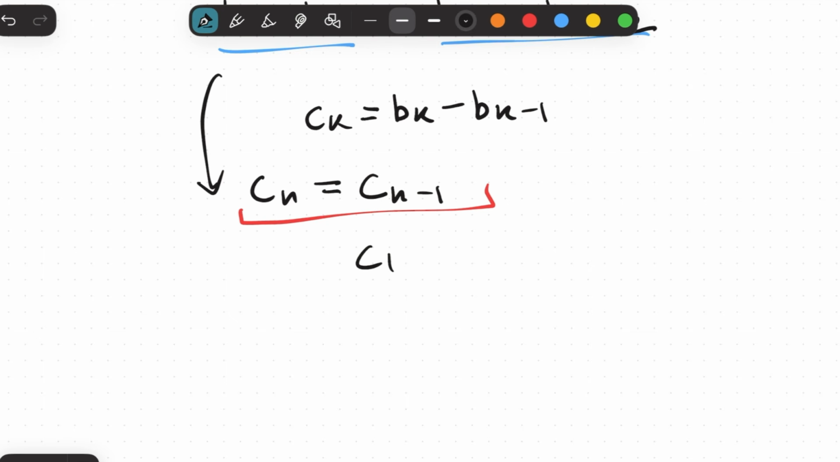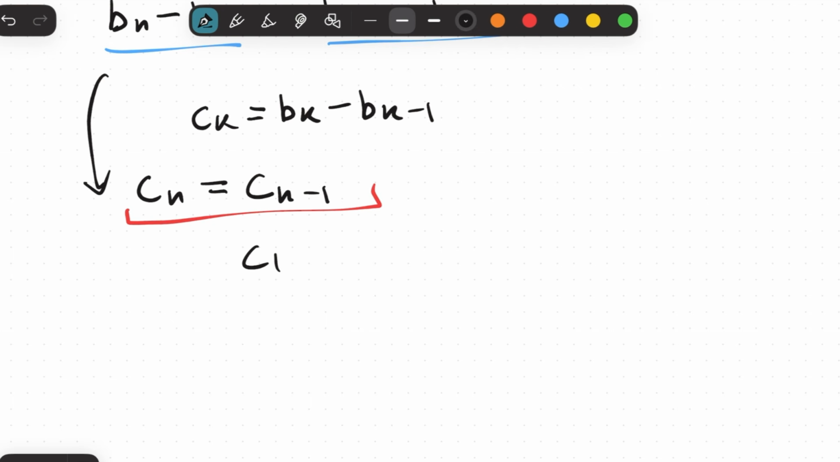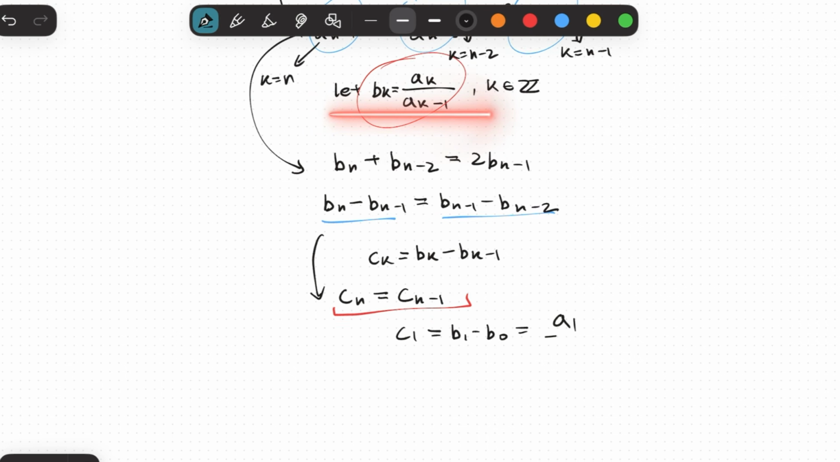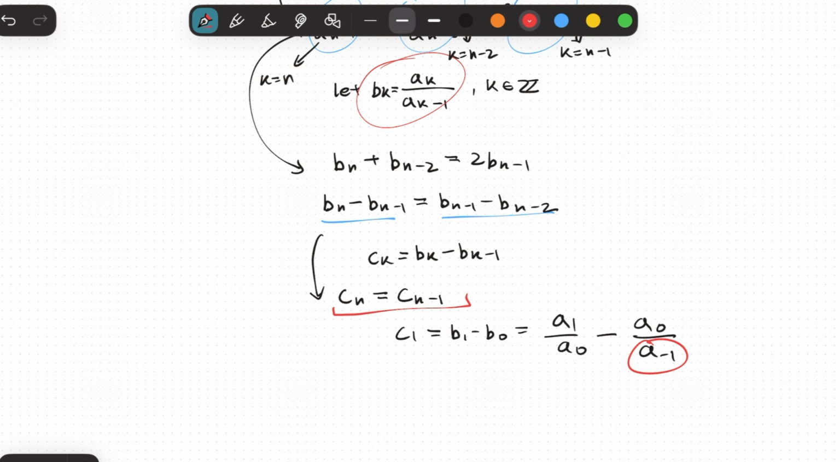Okay, well, in this case, if you were to actually compute c_1, this is equal to, from this definition, b_1 minus b_0. And from our previous definition of b_k, this is equal to a_1 over a_0, and then minus, right, this b_0 is a_0 over a_(-1). And you see that a_(-1) was never defined in the problem statement. So obviously, c_1 doesn't exist here, and therefore we cannot compute c_1. Now, of course, this would mean that we can just compute something like c_2, and this should fix the issue.